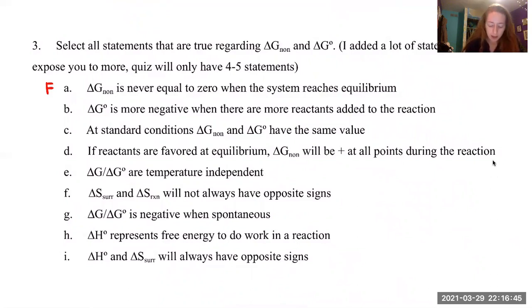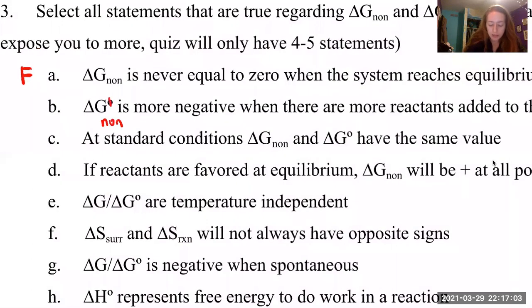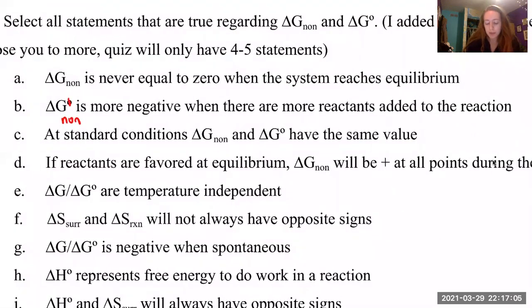The next one is saying delta G standard is more negative when there are more reactants added to the reaction, okay? So this is kind of a trick question because if this was delta G non-standard, then 100% this would be true. So if we added more reactants and we drove the reaction more forward, delta G would be more spontaneous. Delta G would be more negative. However, this is saying delta G standard.